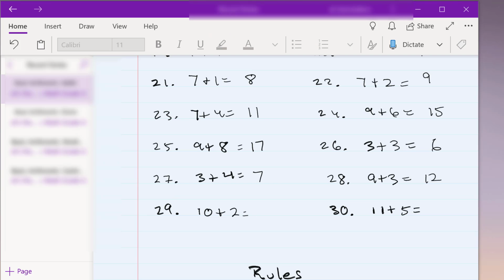Now let us look at a couple of two-digit addition problems. 10 plus 2 is 12. 11 plus 5 is 16.